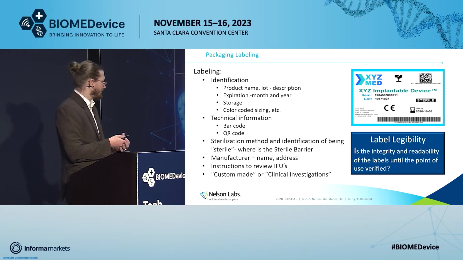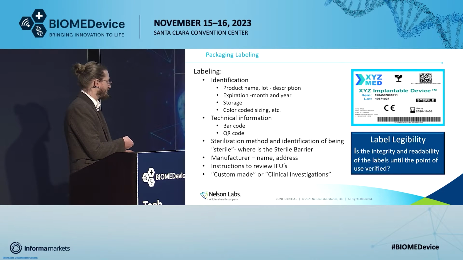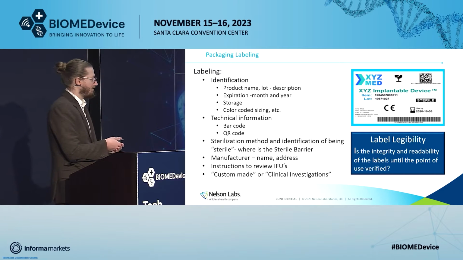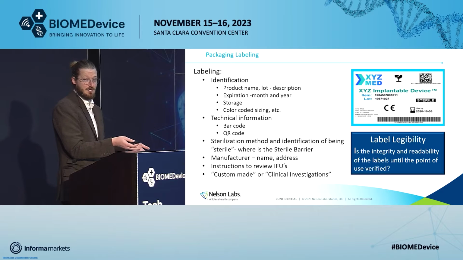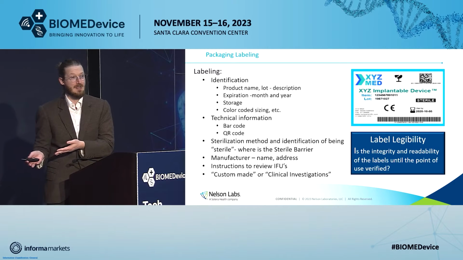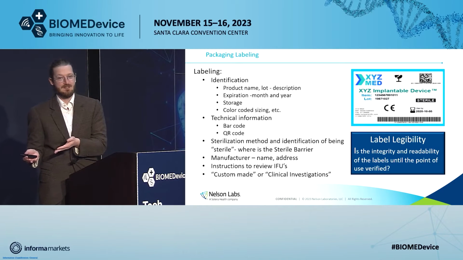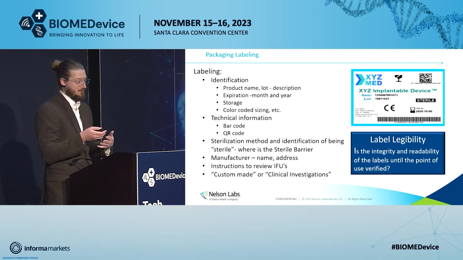Other information you can include on there is your manufacturer's name and address, instructions to review your IFUs like we talked about, and what the intended use is. Maybe it's going to market and it's actually for clinical use versus maybe you're sending it off to a lab. It's not intended for human use at the time. Those things need to be made apparent through the labeling.